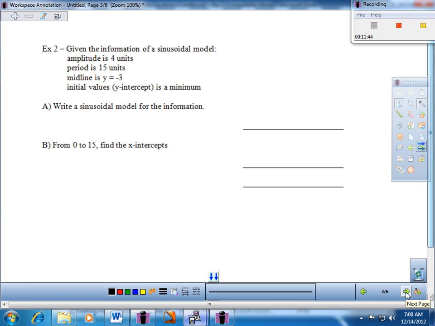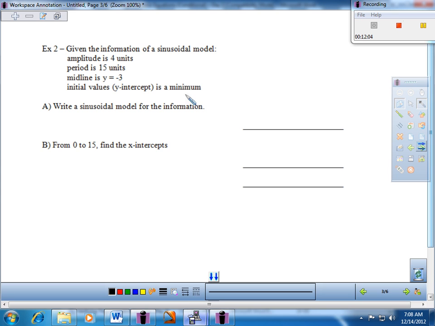Example 2, everyone. It says, given some information of a sinusoidal model, nice little review here. Let's see if we can create a sinusoidal model based on these characteristics, and then actually go ahead and solve. If you remember, the amplitude really referred to the A value. Period, it's going to refer to the B value. Midline is going to refer to the D value. We're starting at a minimum, so is that going to be sine or cosine?